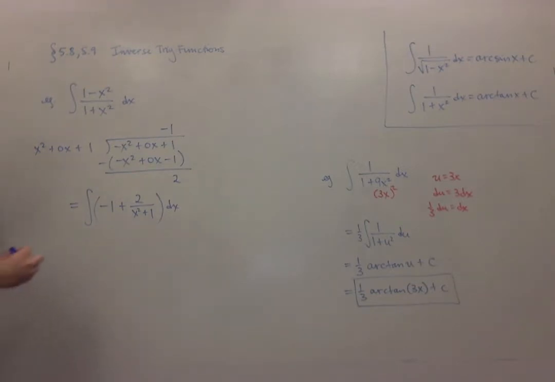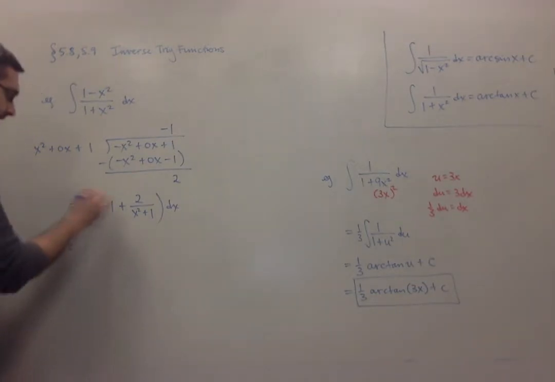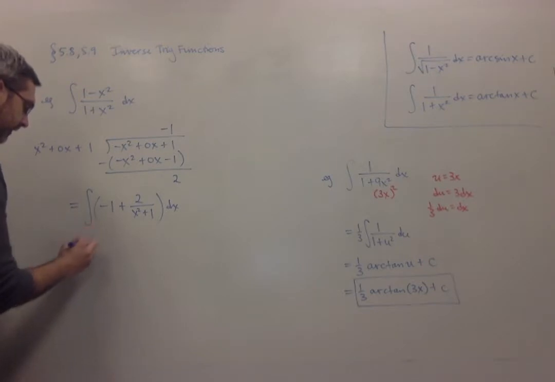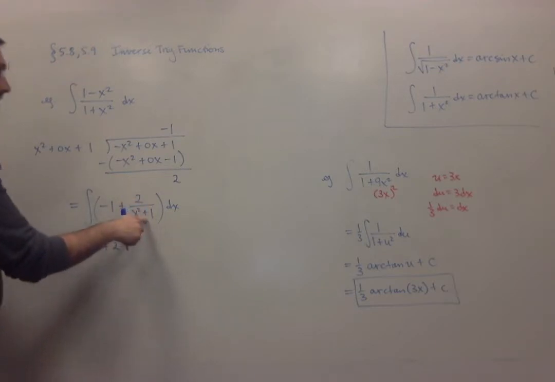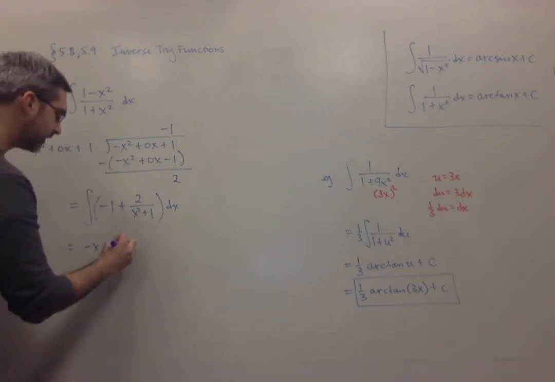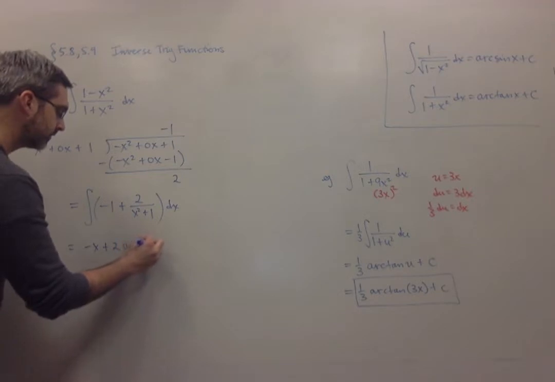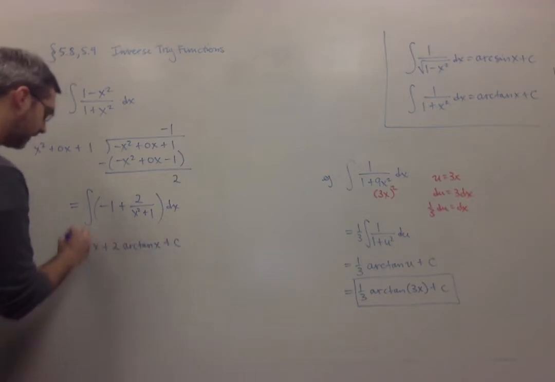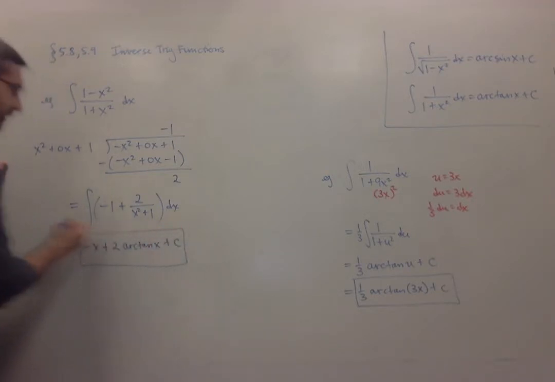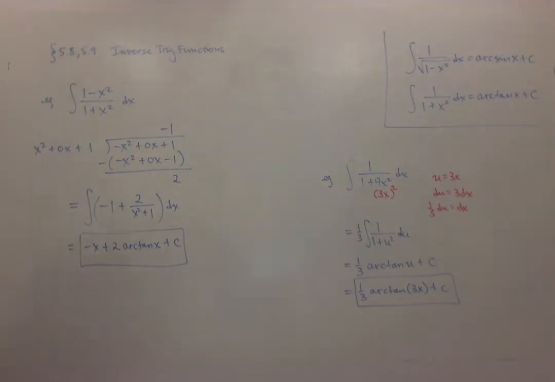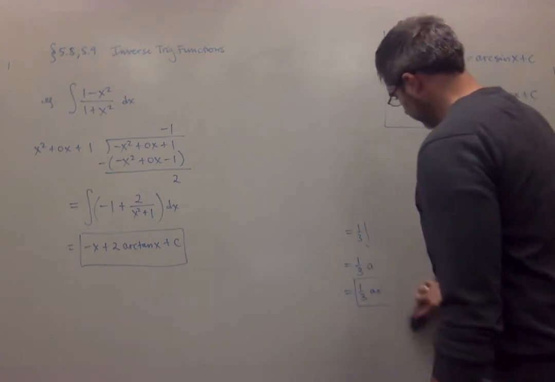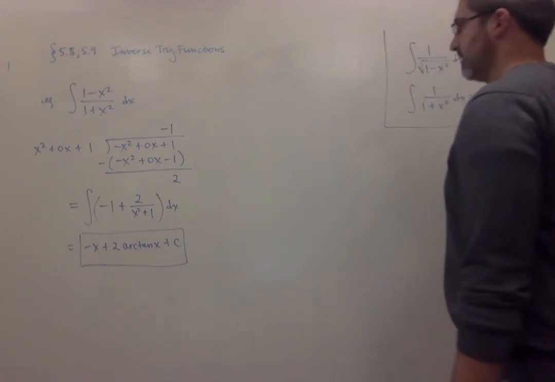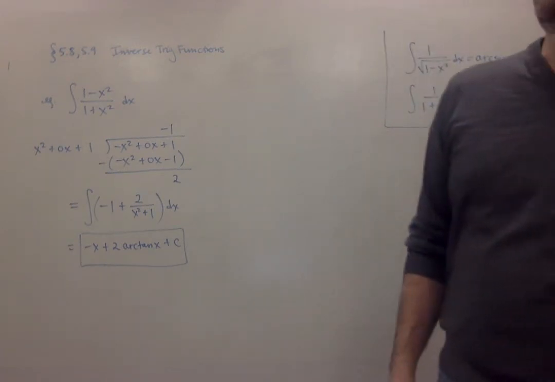And now each of these is in a format that I can actually easily anti-differentiate. So the negative 1 becomes negative x. The 2 is just left alone, and this is 1 over 1 plus x squared. So that's just arctangent. Okay, and then again, don't forget your plus c there. Okay. Any questions? That makes sense.